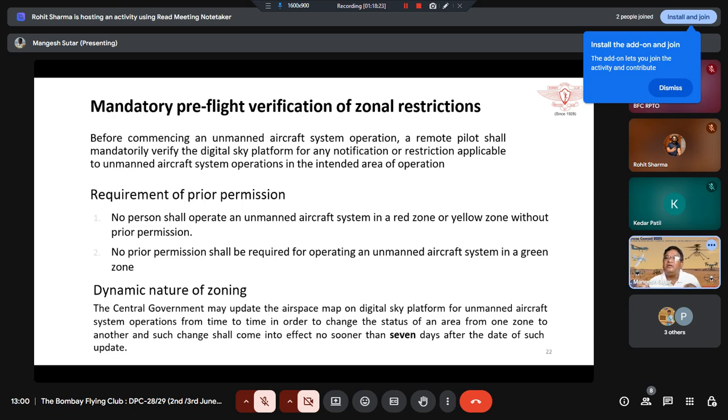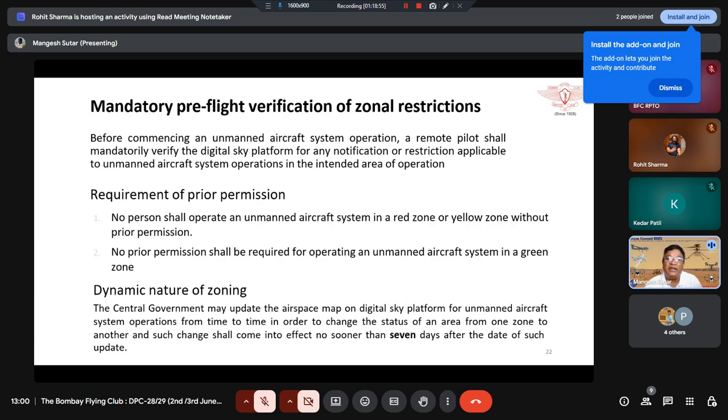For example, till 4th of December 2024, the Pune region was a free zone, barring only the airport location. The rest of the Pune district was completely a green zone. But from 4th of December, for the next 3 years, the entire Pune district has been converted into a red zone. So you cannot fly drones in the Pune region without permission.